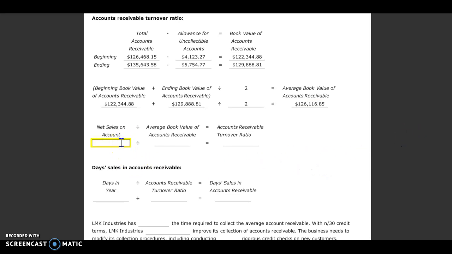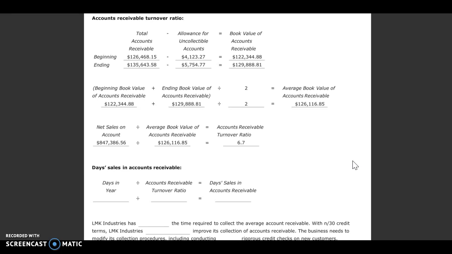Okay, next we're looking for our net sales on account. So they give that to us in our directions. So net sales on account is going to be $847,386.56. We're then going to divide that by our average book value of 126,116.85. Okay, and that gives us our accounts receivable turnover ratio, which is 6.7.